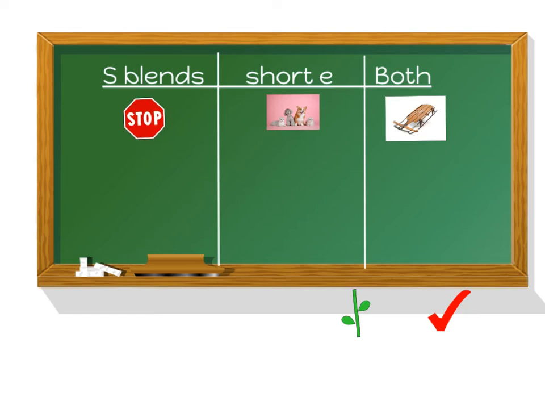Next, I see a stem of a flower. Stem. Does the word stem have an S blend? I hear st. Does the word stem have a short E sound? Stem. It does. The word stem has both. Let's move that into the both column.